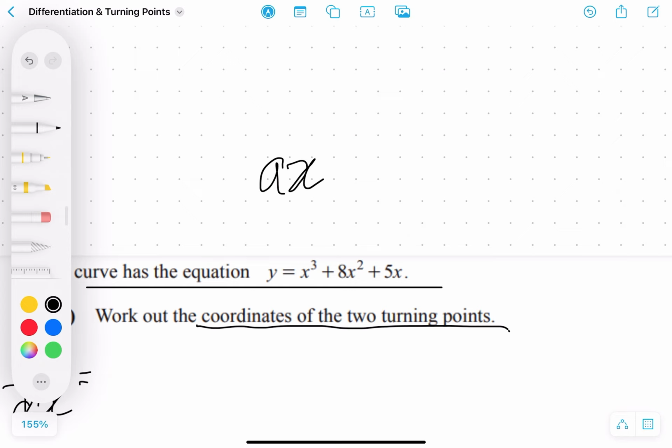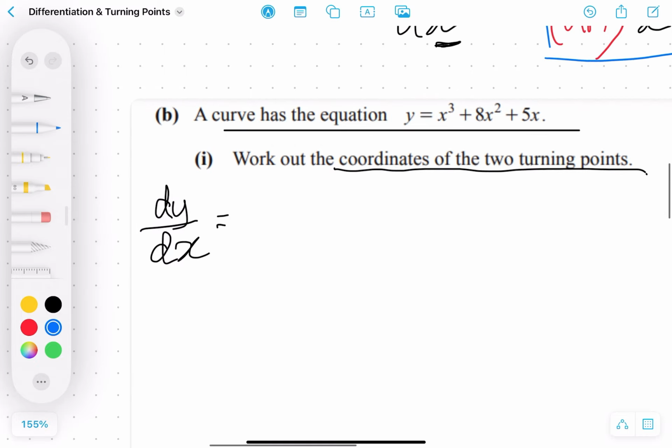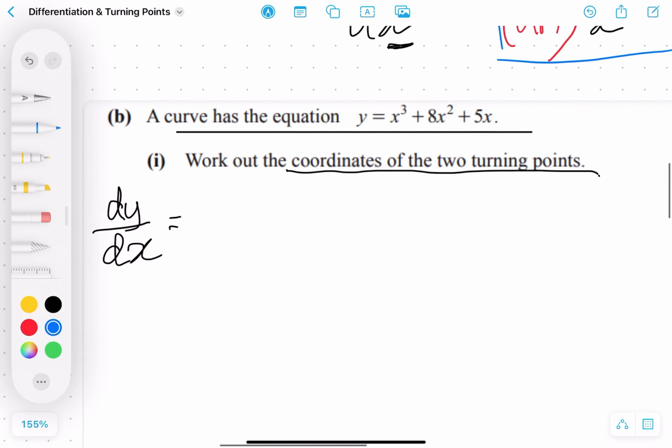If you have a term ax to the power of n, what you do is you take the power of n and multiply it by a. So you take the power down and you get an, and then you keep the x the same. And then the power n, you reduce this power by 1. So it's an x to the power of n minus 1. So that's the general process of doing it. So now we do this for each term.